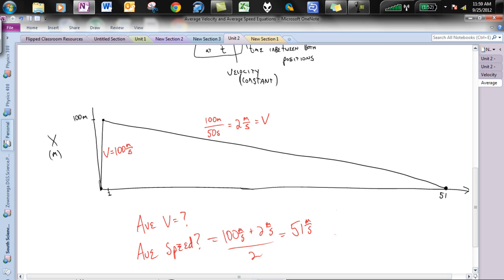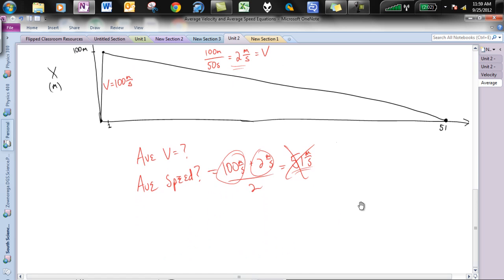The problem is, did we really go 51 meters per second for the entire 51 seconds? And the answer to this question is no, because you'll notice we're weighing both of these things equally. We're saying we went 100 meters per second for the same amount of time as what we did the 2 meters per second. And 51 meters per second over 51 seconds is actually quite a long distance. And for the majority of it, we really went 2 meters per second. So this is a horrible calculation. We don't actually want to use that.